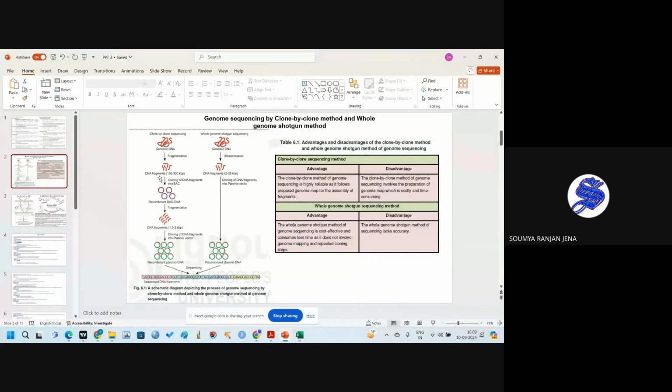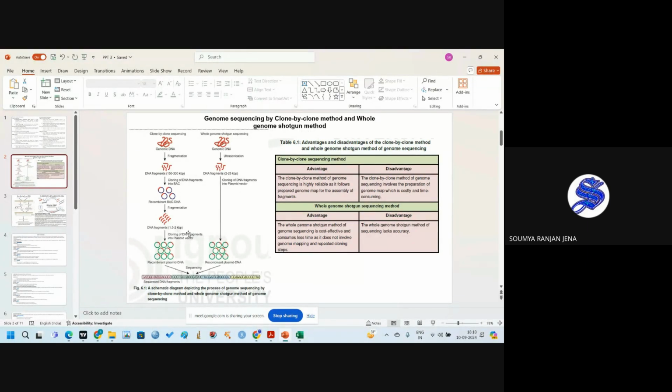Then we insert these different DNA fragments into the bacterial artificial chromosome, and this recombinant bacterial artificial chromosome DNA is then fragmented by a different DNase enzyme, which digests to give a product of 1.5 to 2 kilo base pair. Then these 1.5 to 2 kilo base pair fragments, we again clone in a plasmid vector. This plasmid vector is also found in the bacteria.